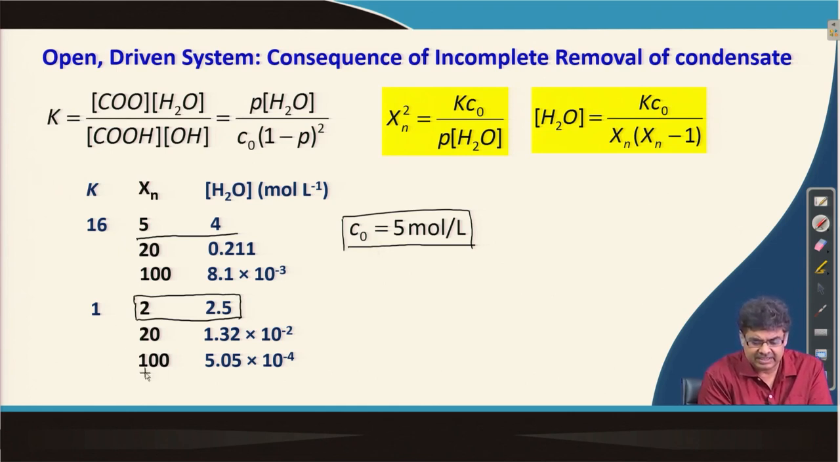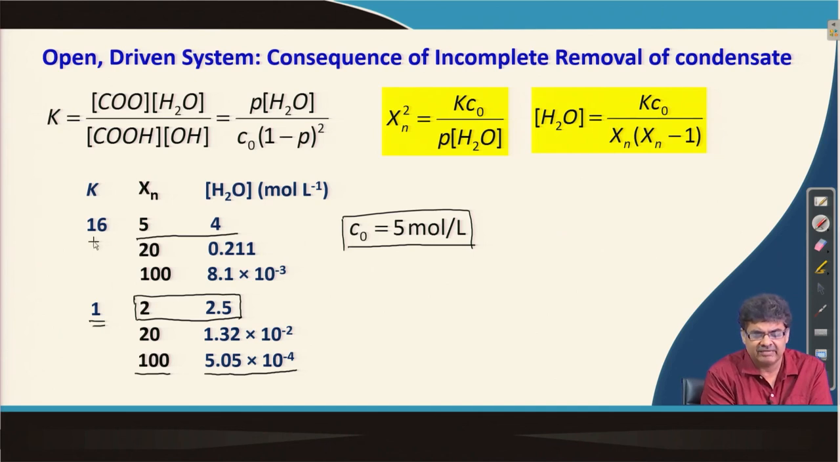Now, if you see in this case, to make a polymer with a degree of polymerization of 100, which is a quite reasonable number, below 100 we practically do not have polymers which have significant properties. To build a polymer having Xn of 100, we need to reduce the water concentration in the reaction medium to this level, 5 into 10 to the power minus 4, which is quite low. So unless we can reduce the H2O concentration in the system to this level, we cannot build a degree of polymerization of 100 when the K value is 1.